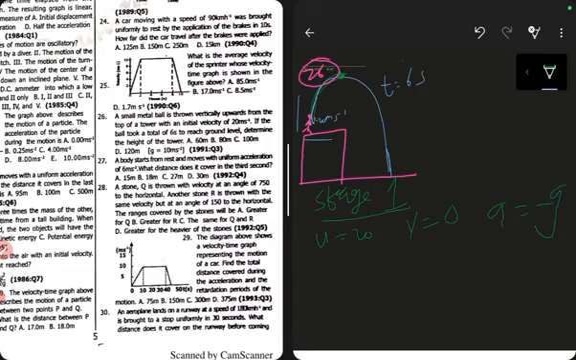So we don't know the time. Let's just call it T1. Now, is there anything I can do to get the time?